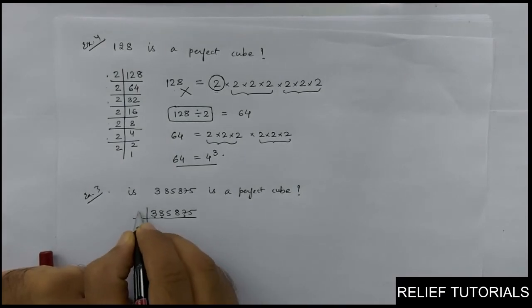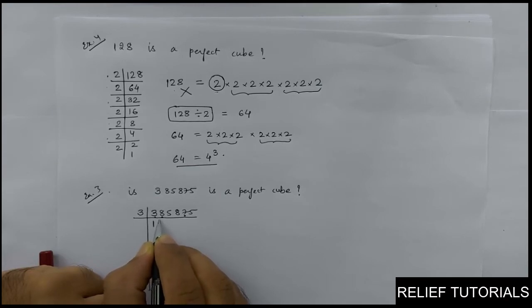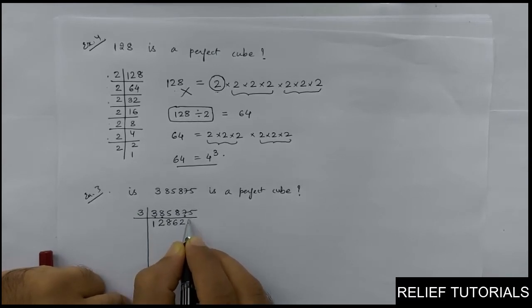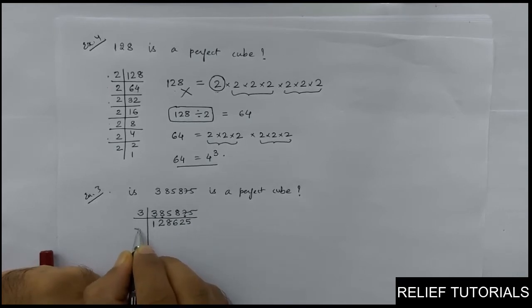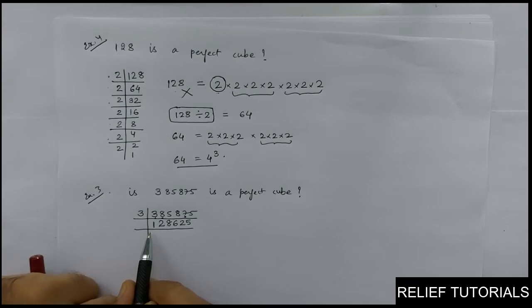So let us start with 3. 3 1s are 3. 3 2s are 6. 2 left, 2 5. So 3 8s are 24. 1 8, 3 6s are 18. 3 2s are 6 and 3 5s are 15. Now again let us check whether it is divisible by 3 or not. 5 plus 2, 7 plus 6, 13 plus 8, 21 plus 2, 23 plus 1, 24. So 24 is divisible by 3. So this number also can be divided by 3.